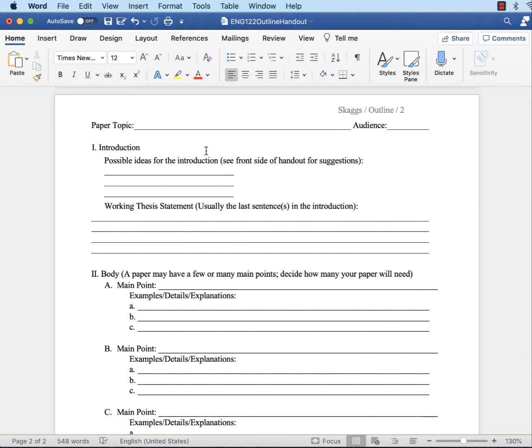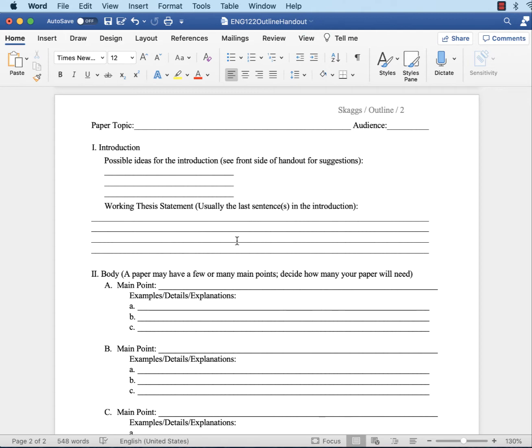Think about some ways that you might introduce it. So what kind of attention grabber you can use. Think back to the types of introductions we discussed earlier this semester that you may want to use. And then come up with a working thesis statement. So remember on the topic exploration, I said it had to be in the form of a question.